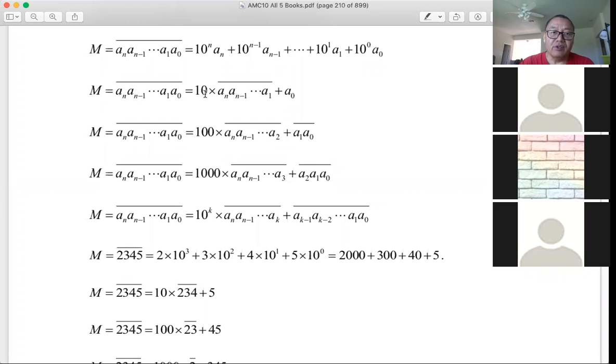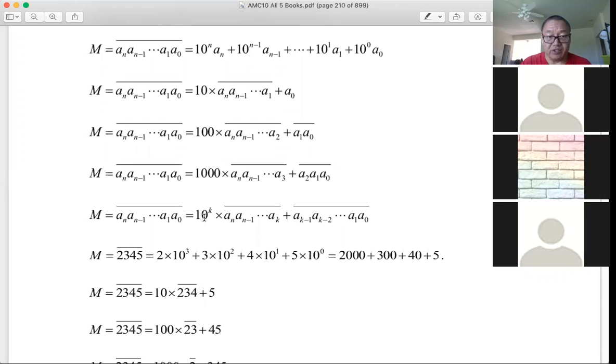Another way, you can use the first digit to the second-to-last digit, an to a1, then times 10, then plus a0. You can write it this way, right? You can also use an to a2, then times 100, then plus a1, a0. You can also do 1,000 times an minus 1 to a3, then plus a2, a1, a0.